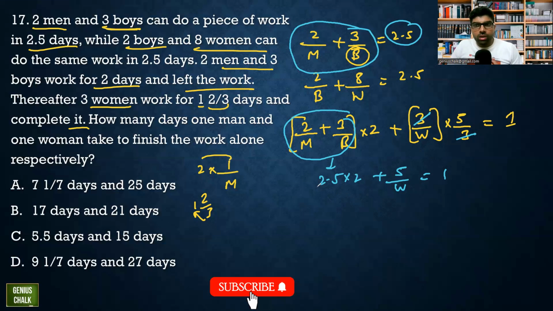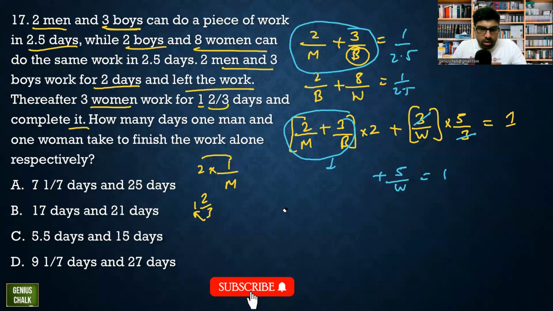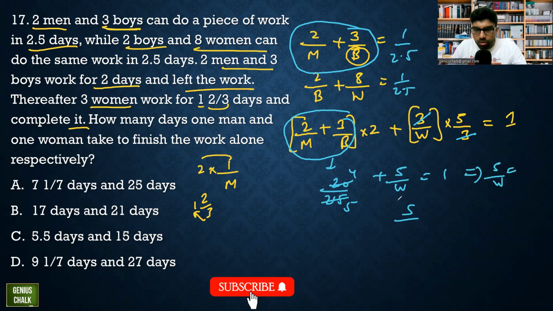What we have got is one day's work. So this is one day's work. This is 1 by 2.5, right? One day's work means the total days they are taking, so one day will be 1 by 2.5. This is also 2.5, so this will be 2 by 2.5, which is 4 by 5. So 1 by W is equal to 1 minus 4 by 5, which is 1 by 5.